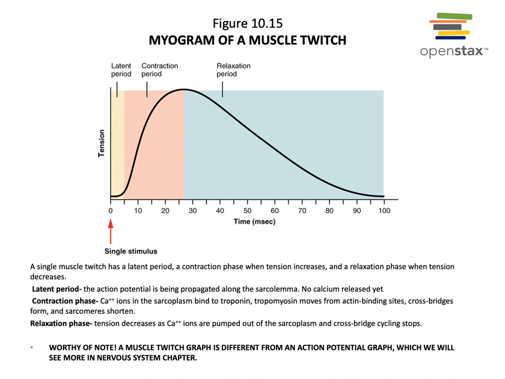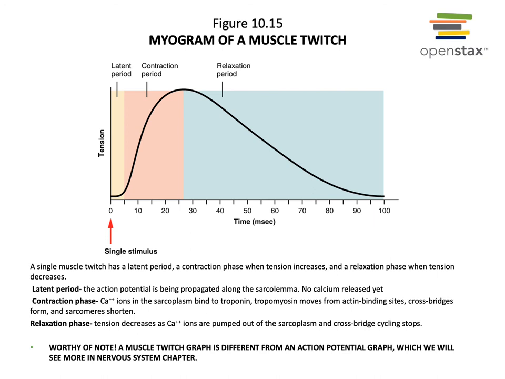Zap. So here we go. We're opening all these channels of the sarcolemma, letting in some sodium, and it goes down the T-tubules. And as it goes down the T-tubules, it finally finds the terminal cisternae of the sarcoplasmic reticulum. That calcium is released, and it starts meeting troponin. I'm contracting. And then the brain says, that's enough. I don't need any more.